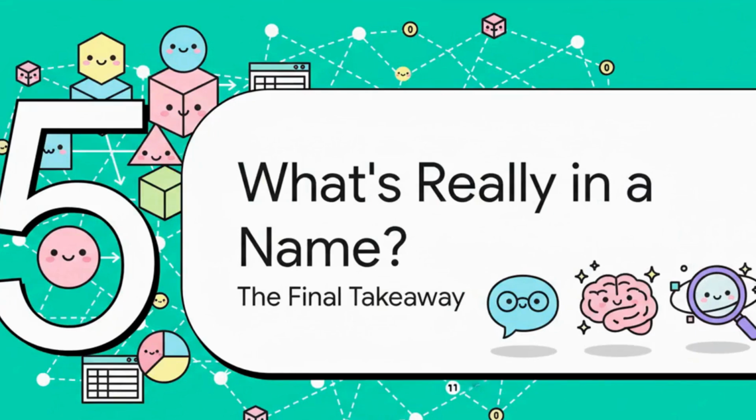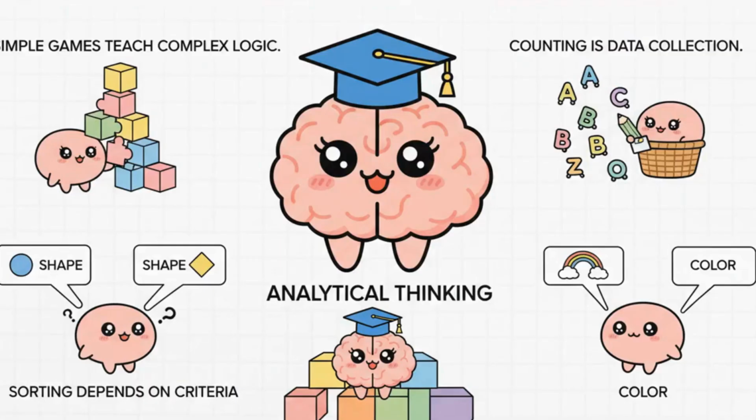So, after all of this, what have we really learned? What's really in a name? Well, it turns out there's a whole lot of logic and data and structure, all hiding right there in plain sight. Let's just put it all together. That simple game taught us that counting letters is just a form of collecting data. And the big lesson, how we sort that data depends completely on the question we ask. These aren't just rules for a game. This is the absolute foundation of analytical thinking. And we learned it all before we even left the playground.